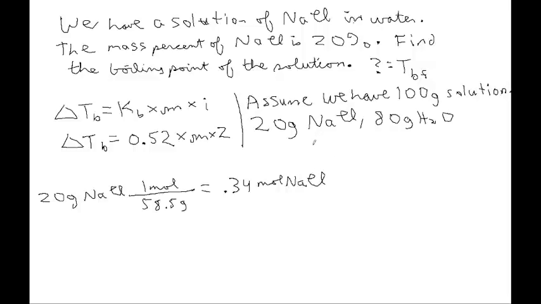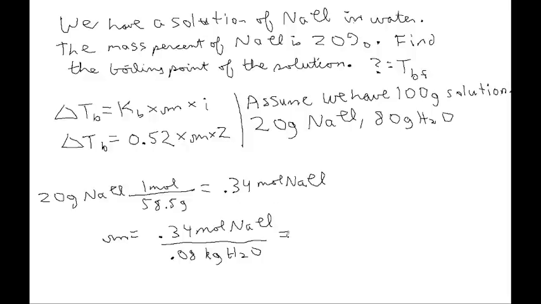So we just take 0.34217277973 divided by 0.08. And then the molality is equal to 4.27, so 4.3. Then we just plug this into our equation. So delta TB is equal to 0.52 degrees C times 4.3 times 2, and that is equal to 4.5.